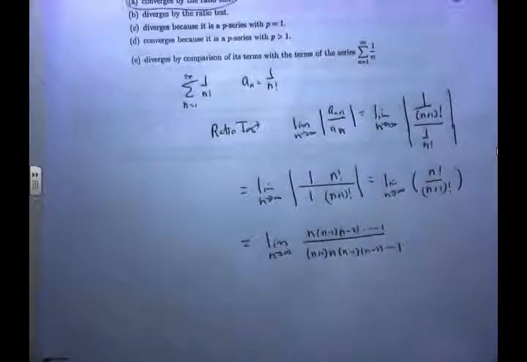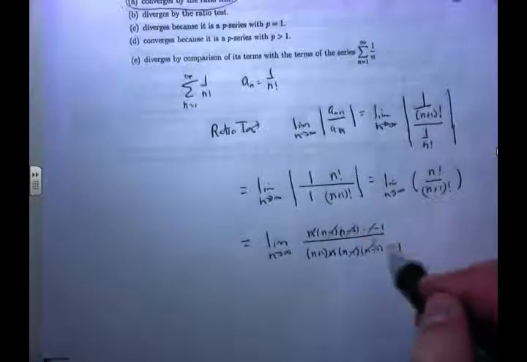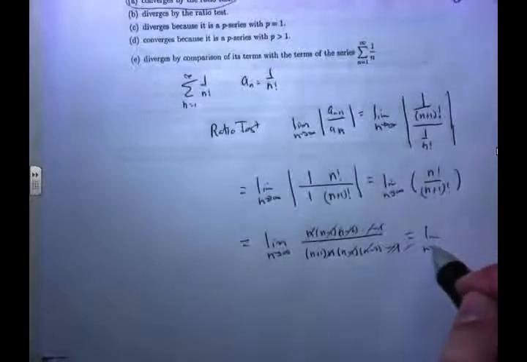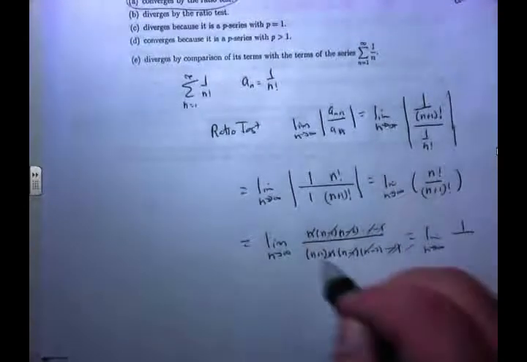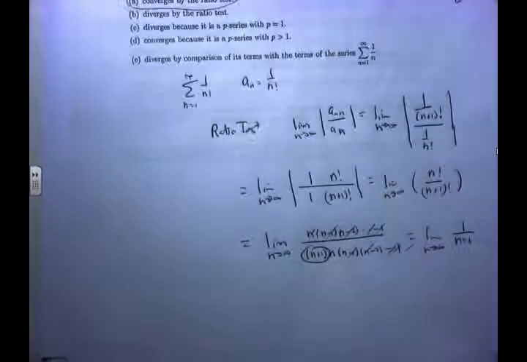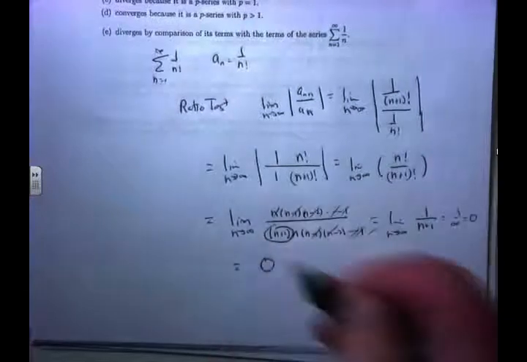This is why you always use the ratio test on factorials, because these guys are going to knock themselves out of that a_(n+1) divided by a_n stuff. What cancels? The n's, the (n-1)'s, the (n-2)'s, the dots cancel, the 1 cancels. Everybody cancels except for one thing. You're left with the limit as n approaches infinity of 1 over this term here, n plus 1. And when I take the limit as n approaches infinity of 1 over (n+1), this is 1 over infinity, which is 0. So I get 0.